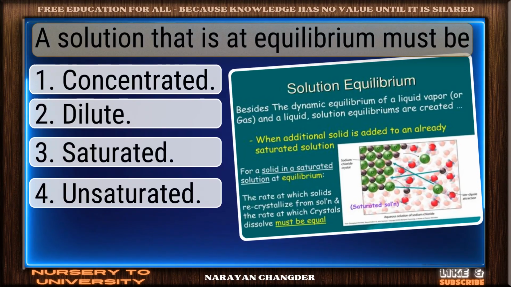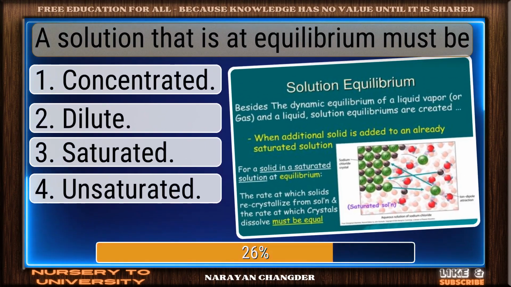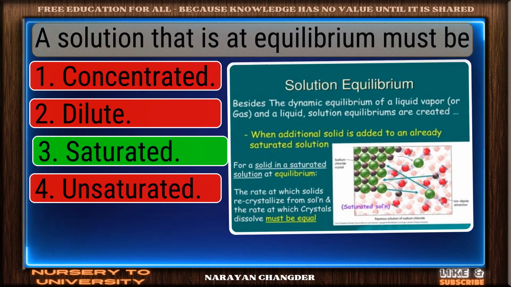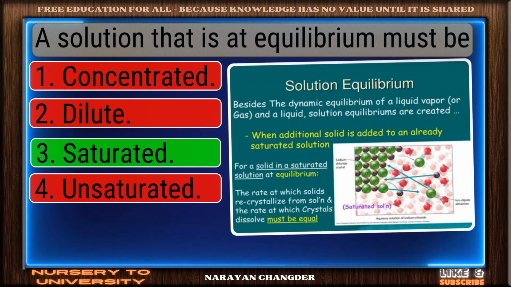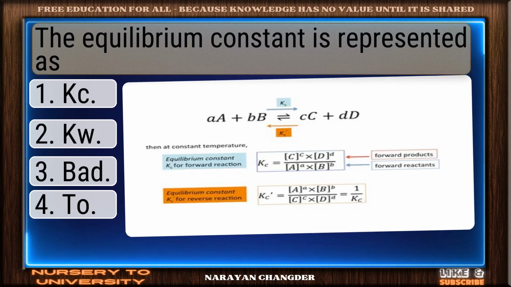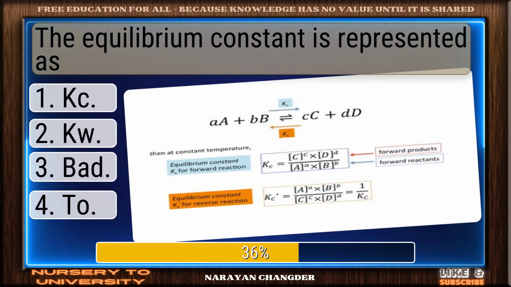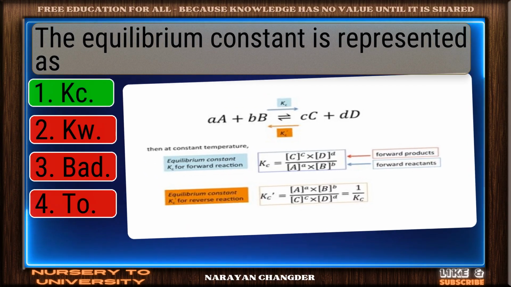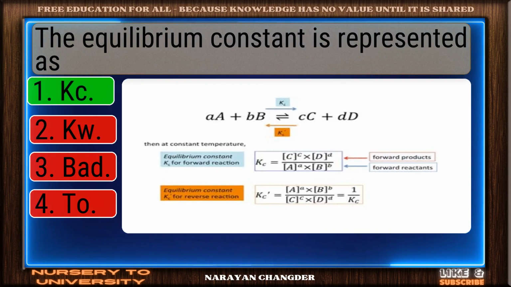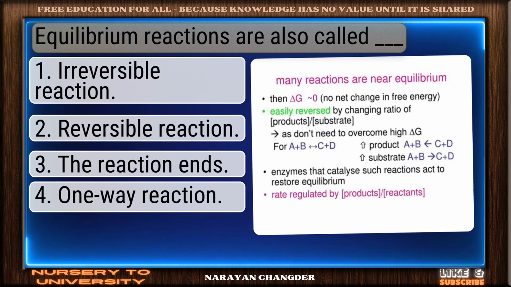A solution that is at equilibrium must be. Excellent choice. Saturated is the right answer. The equilibrium constant is represented as. Well reasoned. Kc is the correct choice.